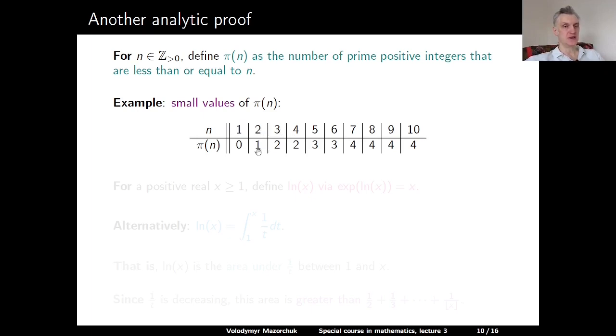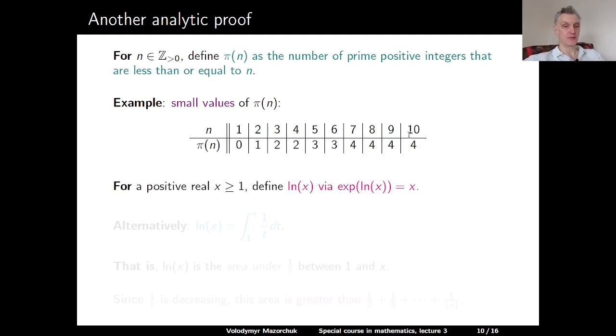If n is equal to 3, then pi of n is 2. The primes are 2 and 3. If n is equal to 4, then pi of n is 2. The primes are 2 and 3. If n is equal to 5, then pi of n is 3. The primes are 2, 3, and 5, and so on.